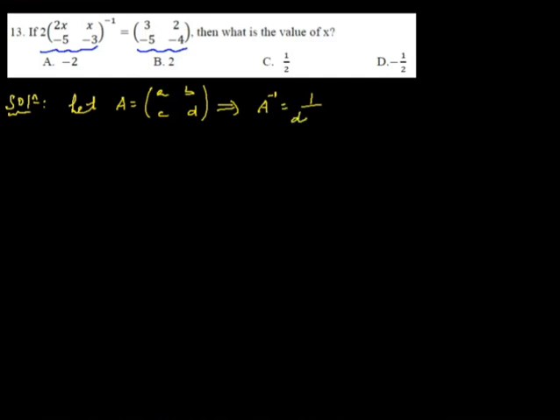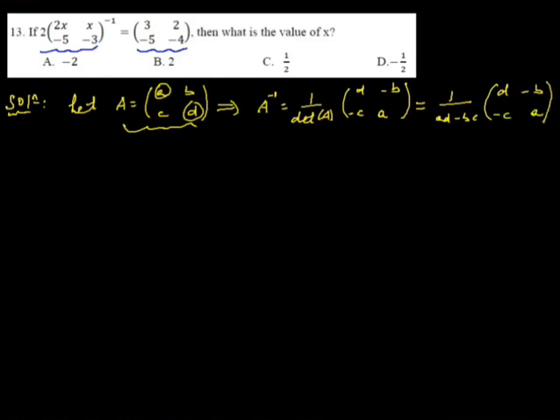1 over the determinant of A times, we interchange the places of the diagonals d and a, and the rest we put by changing the sign. So this is the inverse of the given 2 by 2 matrix. You can also write this as 1 over (ad minus bc) times [d, -b; -c, a]. This is the inverse of the given 2 by 2 matrix. So we will apply this concept here in the given question.